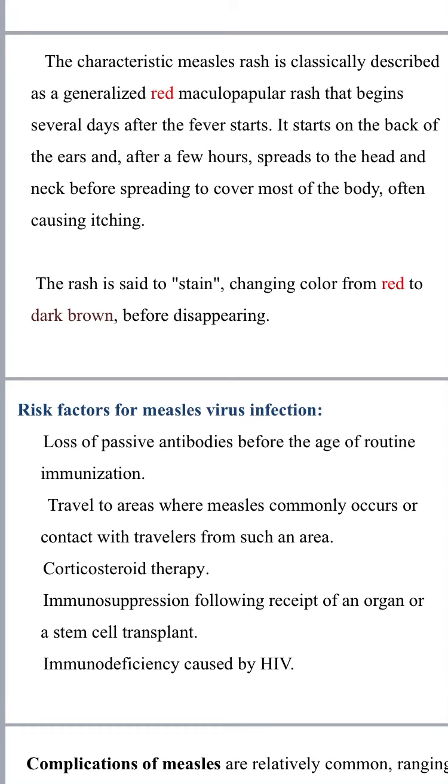Now we will talk about risk factors for measles virus infection. First of all, loss of passive antibodies before the age of immunization. Also, travel to an area where measles commonly occurs or contact with travelers from such an area. Another risk factor is the use of corticosteroid therapy or immune suppression following receipt of an organ or a stem cell transplant. Finally, we have immune deficiency caused by HIV.